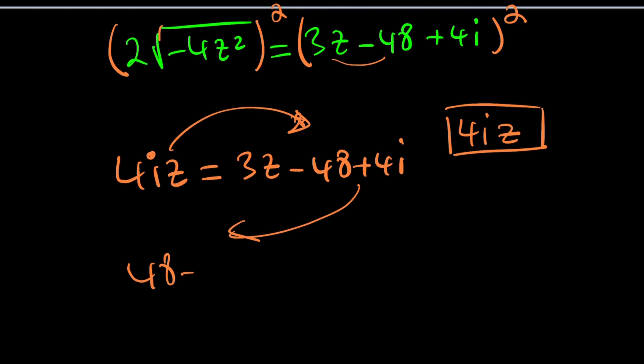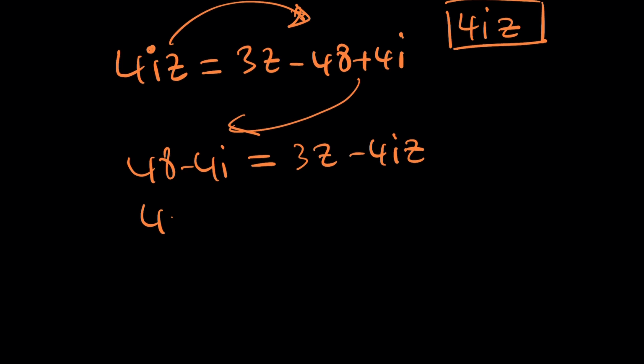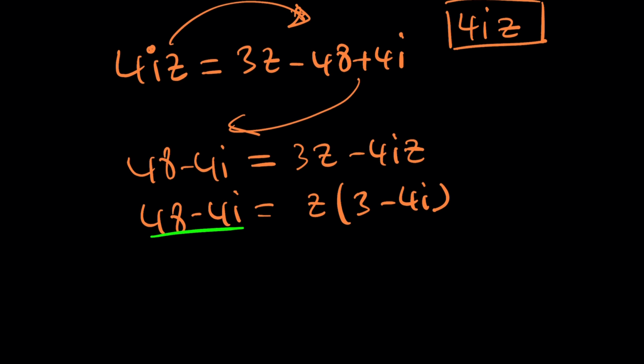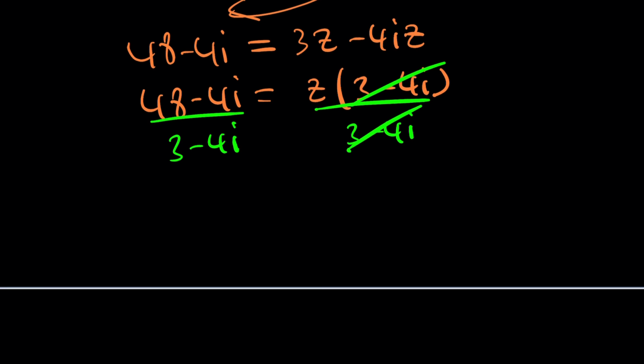48 minus 4i on the left equals 3z minus 4iz on the right-hand side. Later on, we're going to take care of z. Don't worry about it. So let's go ahead and now factor out the z here. This is going to give us 3 minus 4i. And finally, we can divide both sides by 3 minus 4i so that we can isolate z, right? And let's go ahead and simplify this.